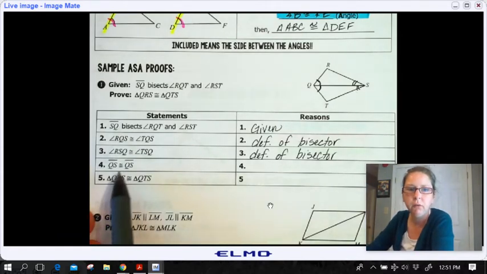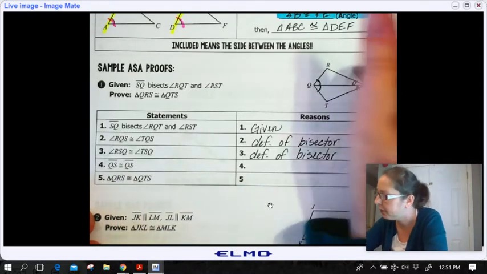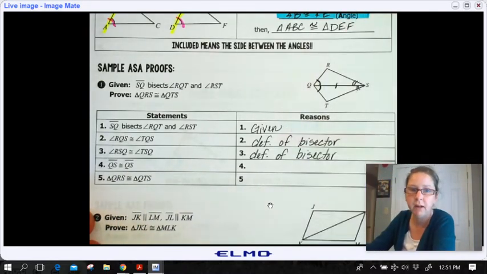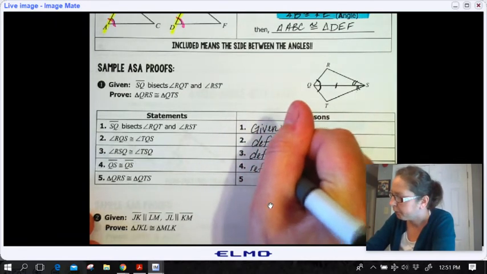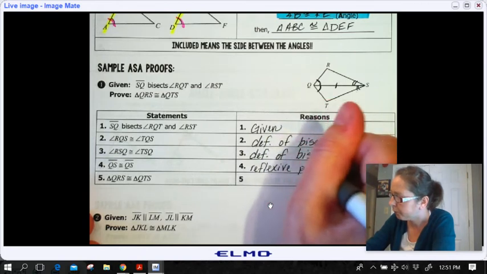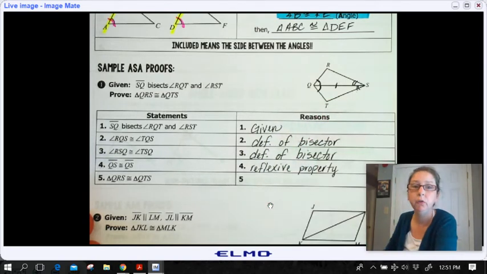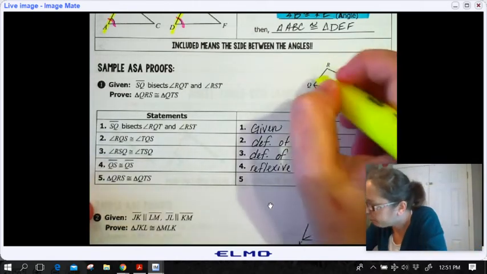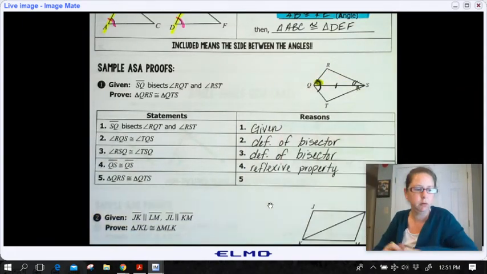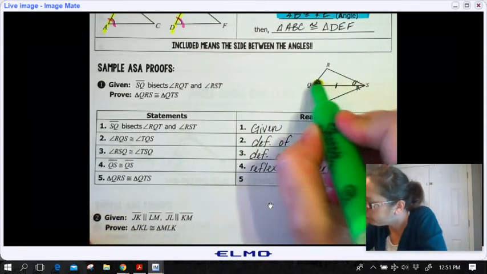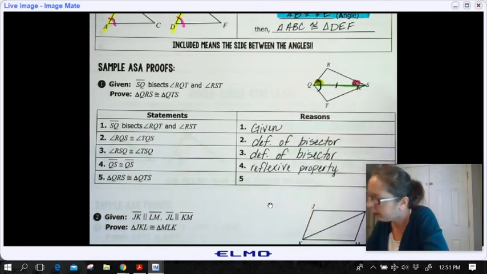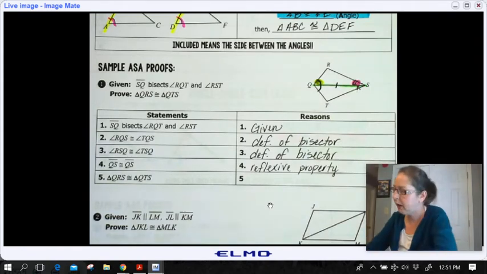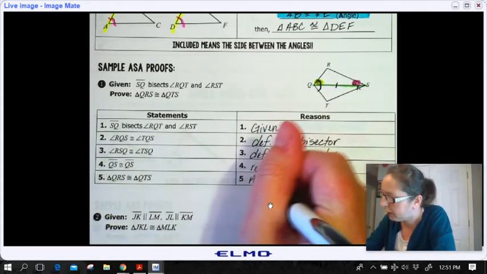Next, QS is congruent to QS, and that's the side here. How can I say that that is true? That is the reflexive property. That side is congruent to itself. And so let's take a look at what I've got here. I've got an angle, a side, and another angle. So I can say that's true by the angle, side, angle theorem. Angle, side, angle.